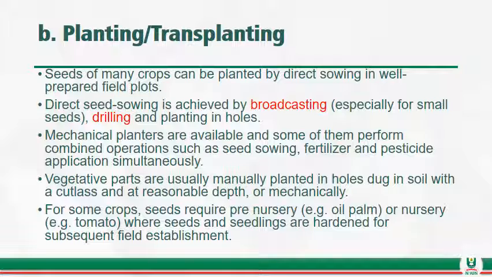However, some crops require pre-nursery treatment like the oil palm and tomato, and you have to raise them up in the nursery for some weeks before transplanting into the field. So this transplanting is usually done very early in the morning so that you will not stress the plant, and you have to protect the roots of the plant so that it will not suffer this kind of shock when it is being transplanted.